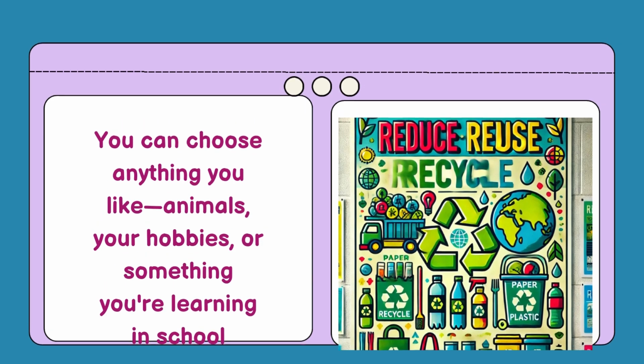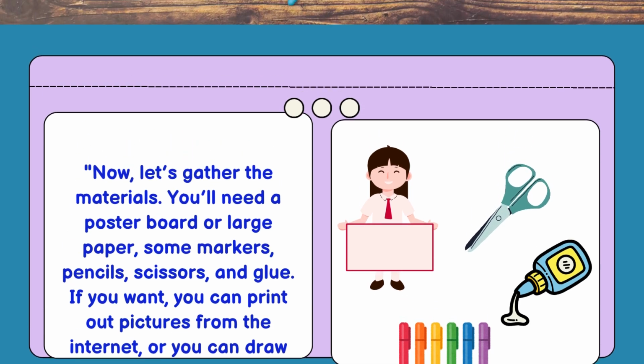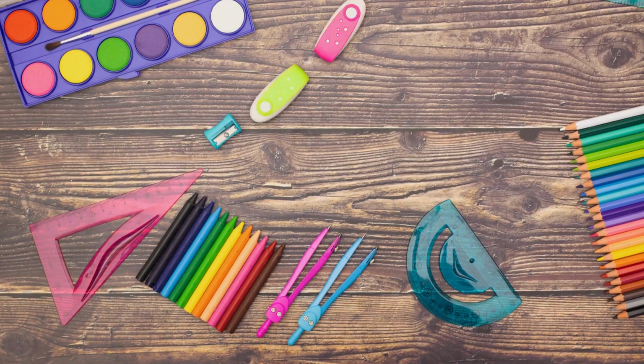Now let's gather the materials. You'll need a poster board or a large piece of paper, some markers, pencils, scissors, and glue. If you want, you can print out pictures from the internet, or you can draw your own. Make sure you have everything ready before you start working on your poster.